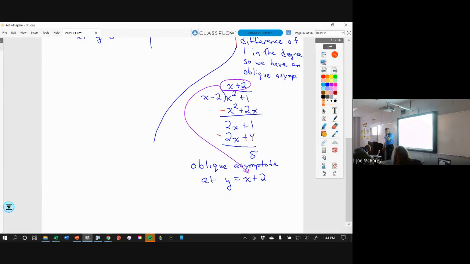What if the difference was like a different number? We're not going to worry about that in this course. Okay, so it's never going to happen? Yes, it does. If the difference was 2, the asymptote would be a parabola, and you would still do long division to figure out what it was. But we're not going to go there. For this course, we will do vertical asymptotes, horizontal asymptotes, and obliques. That's it.